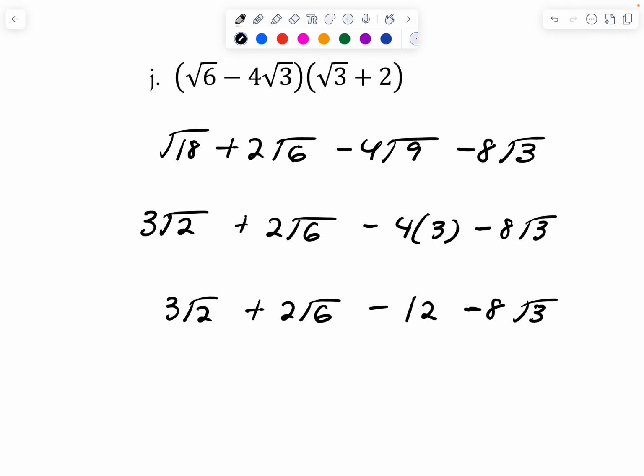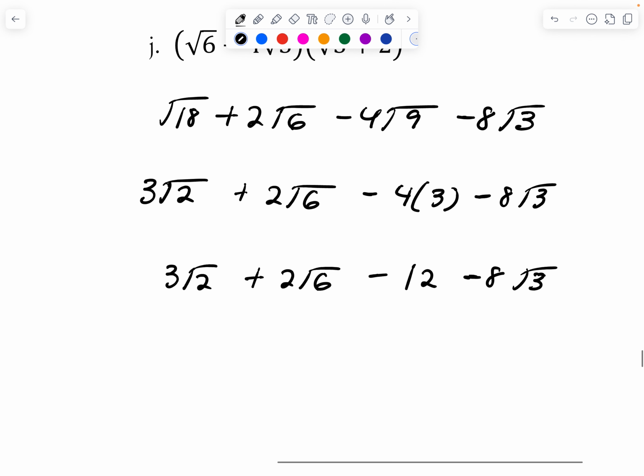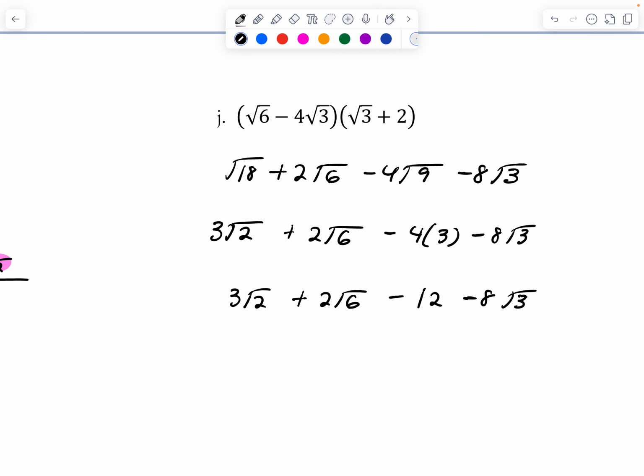I don't think I have any terms that have the same radicand, so I'm just going to leave all of this, and that is fully simplified. None of them have the same number inside the radical, so I am done simplifying.